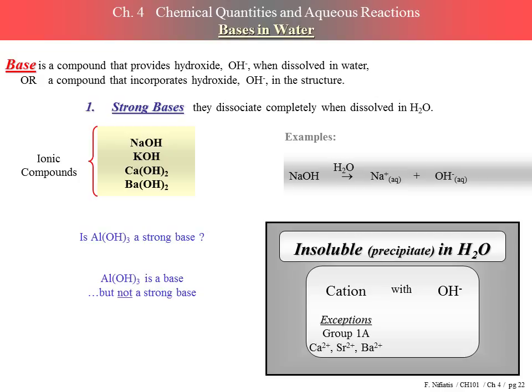Aluminum hydroxide, see? The hydroxide is not an exception, so the aluminum hydroxide is going to be water insoluble, so it doesn't provide any ions to the solution, so it doesn't conduct electricity. The solution of aluminum hydroxide doesn't conduct electricity.